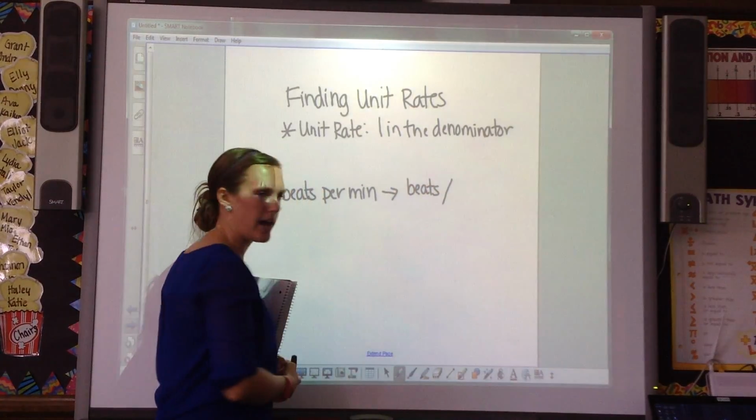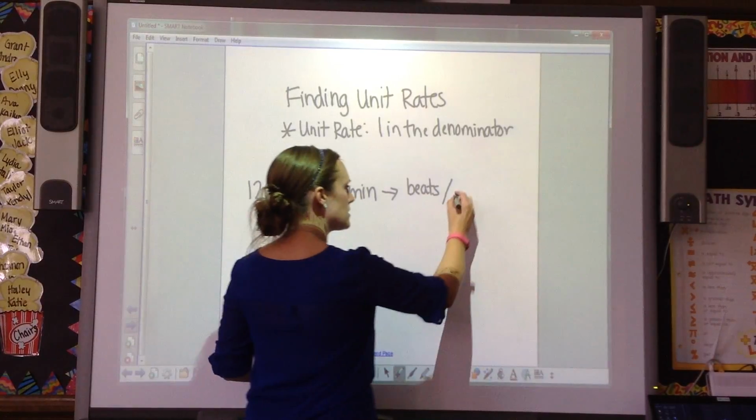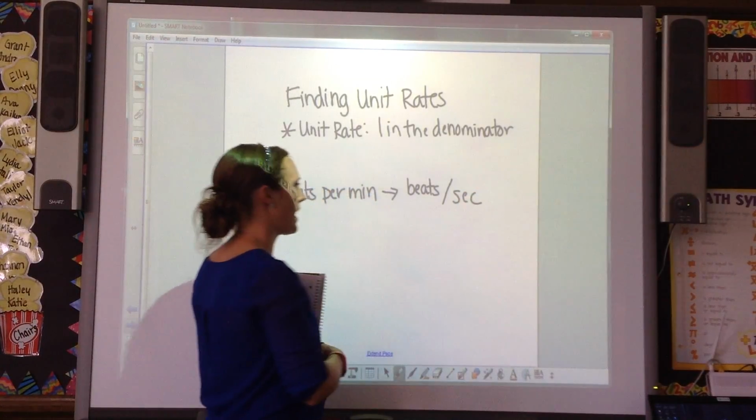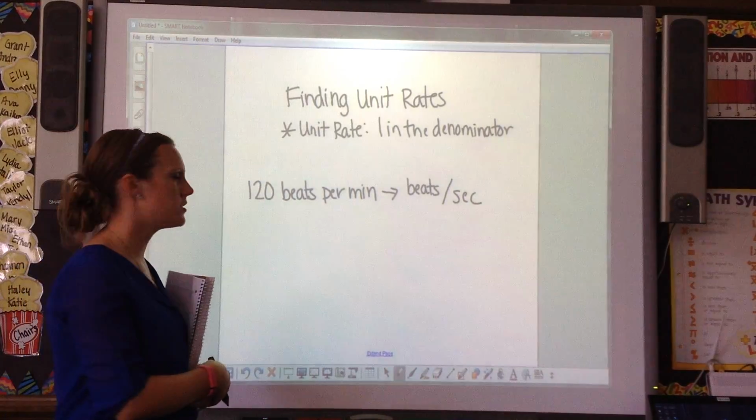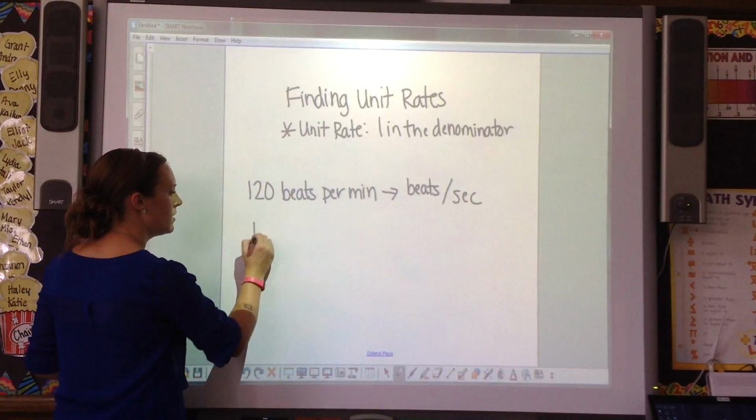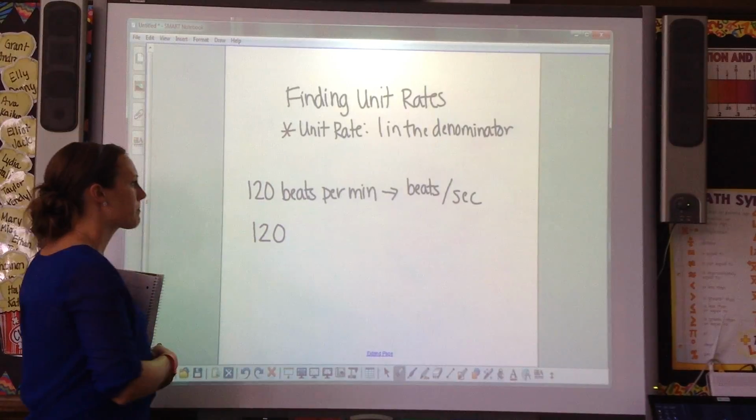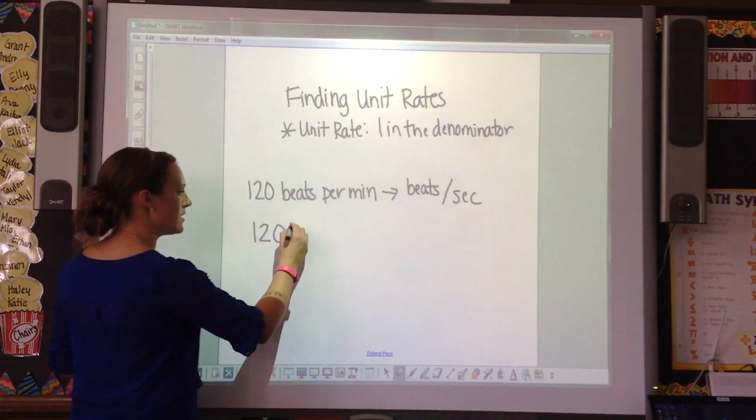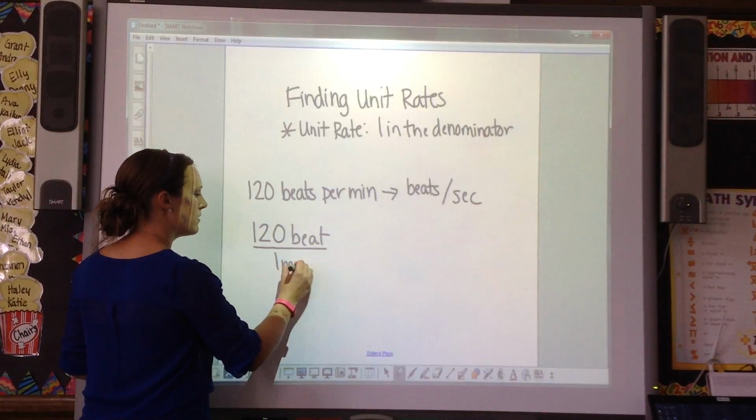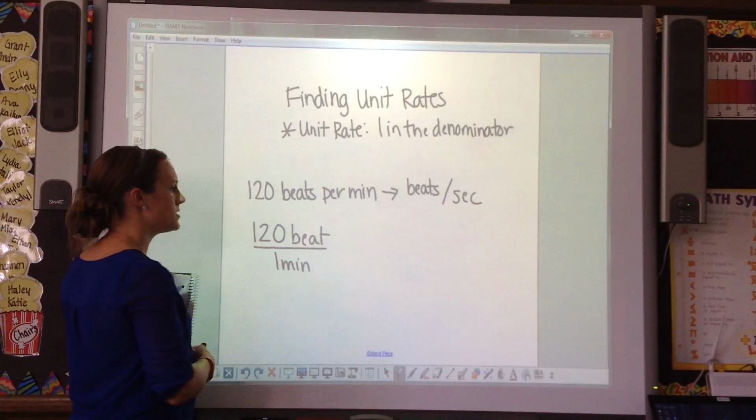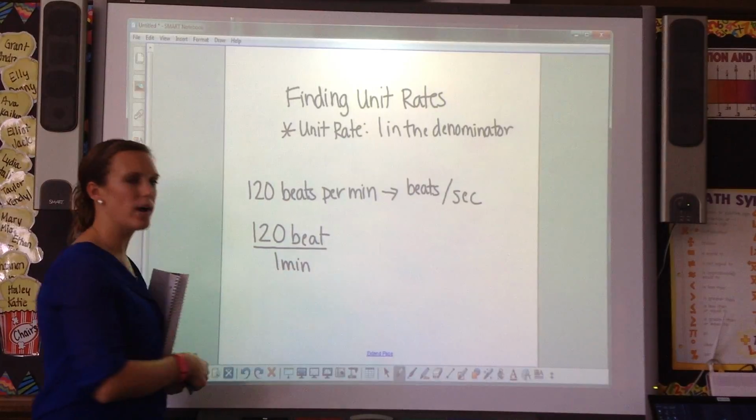Now I'm going to use the slash. The slash means per. Instead of writing the word per, you can use slash. We talked about this in 7th grade. We did do this. We spent a while on it. We have 120 beats. Yes, I'm going to write everything out. Per 1 minute. Okay. Our goal is to get beats per second. We want seconds down here.